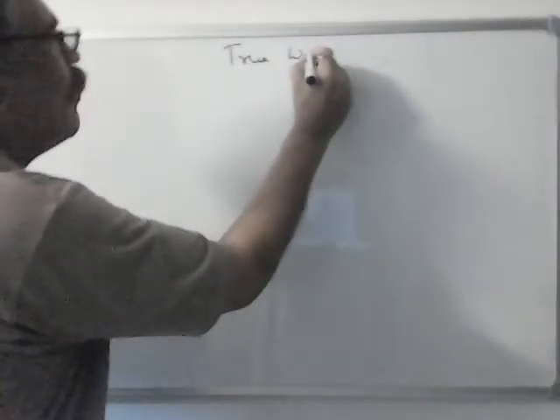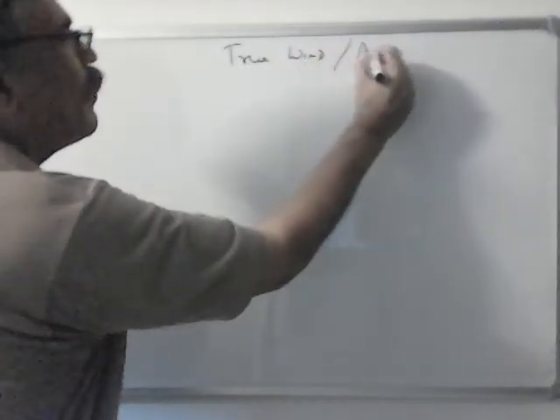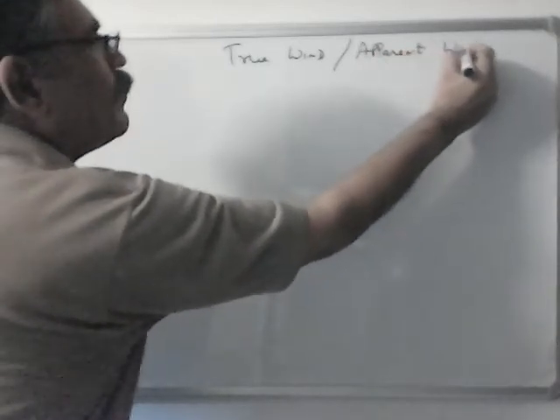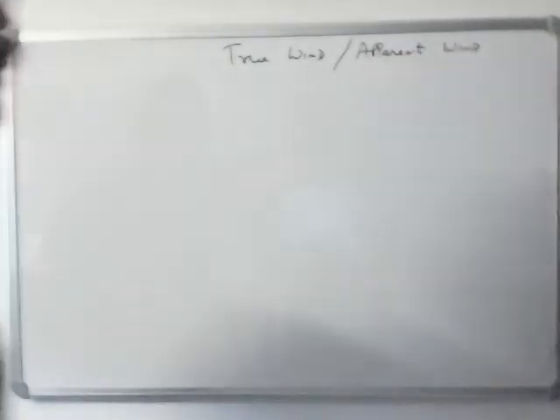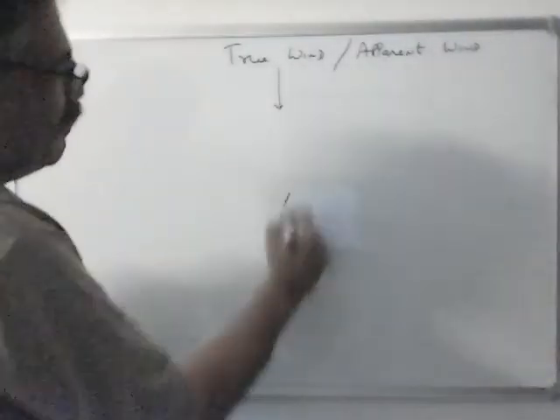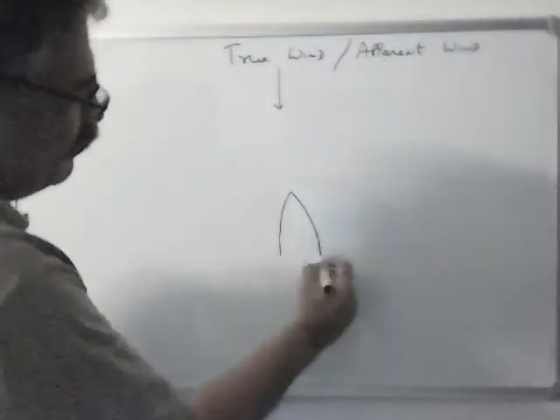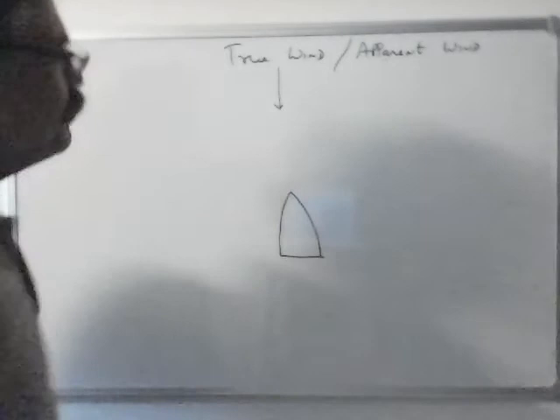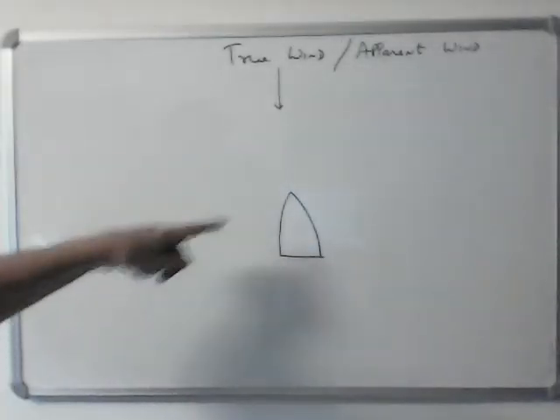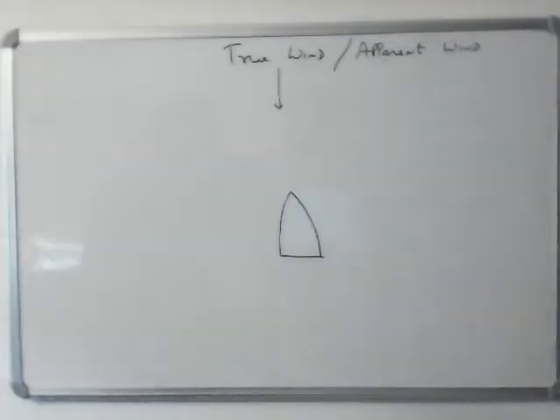Now we will do true wind and apparent wind. Now, what is the definition of true wind? It is the wind we experience on the ship when the ship is stopped. And apparent wind is the wind we experience on the ship when the ship is moving.